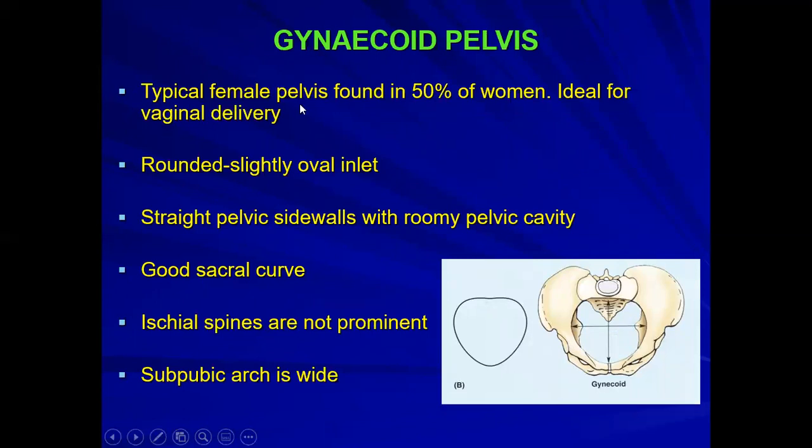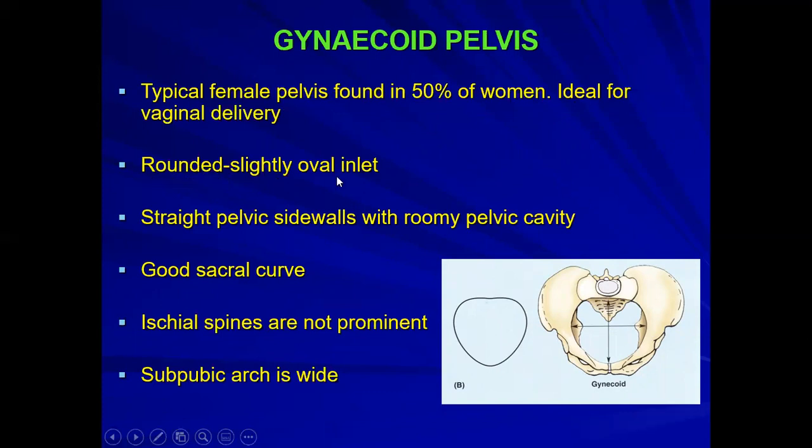The gynecoid is the typical female pelvis, usually found in 50% of women. This pelvis is ideal for vaginal delivery. Most females have this kind of pelvis.